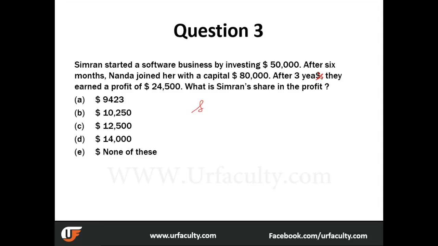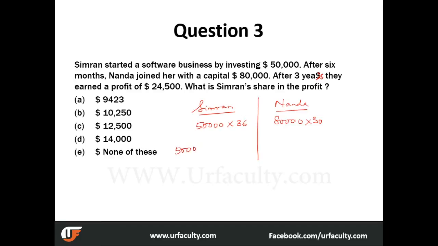And if I had to write Simran here, try to apply in the same style that I am doing. It will be easy for you, I believe. So Simran and Nanda. Simran 50,000, right? And Nanda 80,000, right? And after 6 months, Nanda joined. So Simran was there for 3 years. 12 threes are 36 months. Whereas Nanda joined after 6 months, which means she is short by 6 months. So 30 months. So this is basically the ratio that you need to take into consideration.